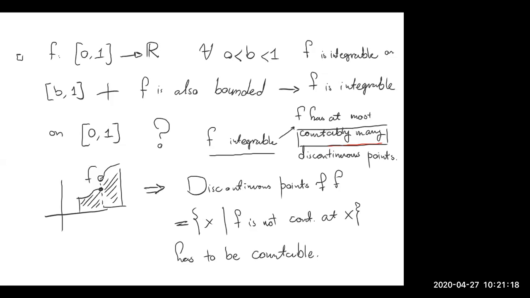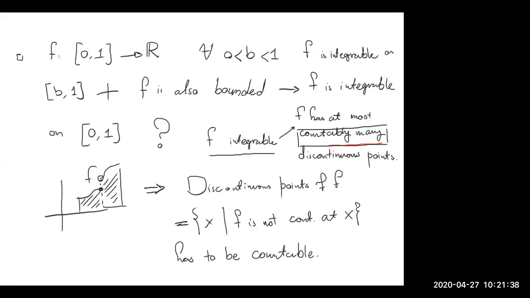I guess so. I think you've seen it in the first chapter. So it means either this set is finite, or if it's not finite, there is a bijection between this set and the set of natural numbers. Okay.